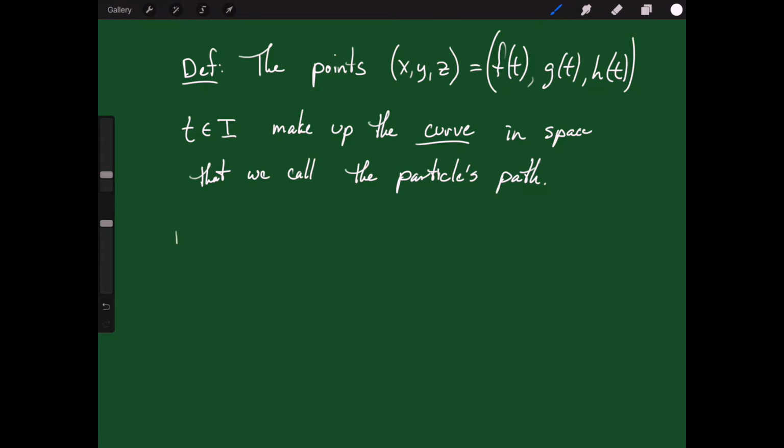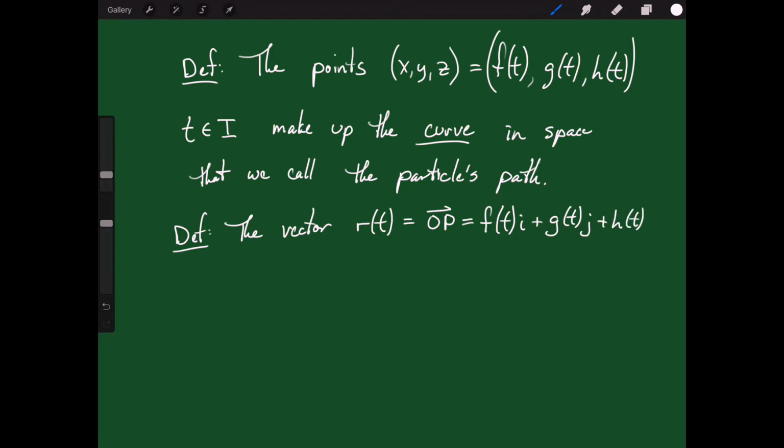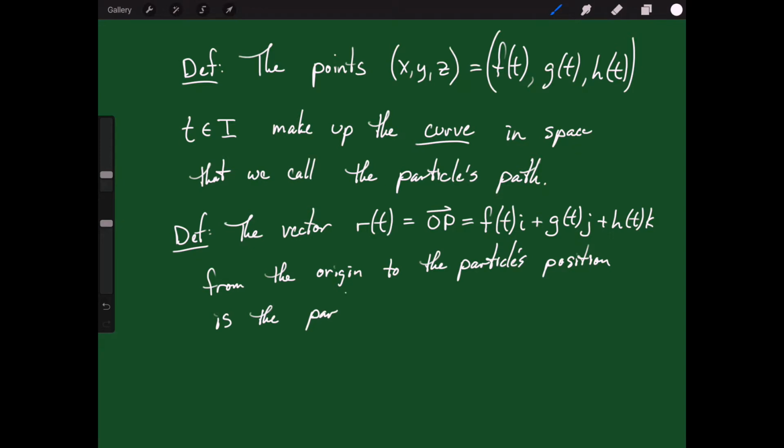Okay. Second definition: the vector r of t, which is equal to the vector from the origin pointing to P, is f of t i plus g of t j plus h of t k, from the origin to the particle's position. This is the particle's position vector.